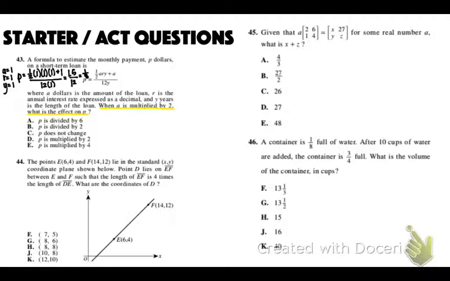Okay, let's do the same thing now, but let's multiply A by 2. So we're going to have A equals 2, R equals 1, and Y equals 1. So P equals 1/2 times 2 times 1 times 1 plus 2 over 12 times 1. 1/2 times 2 is 1, times 1 times 1 is 1. So we end up with a 3 on top, 12 on the bottom, which is 1/4.